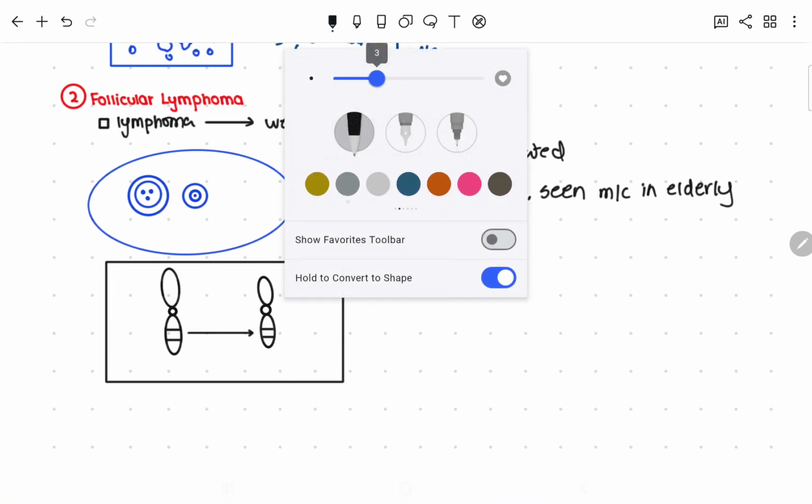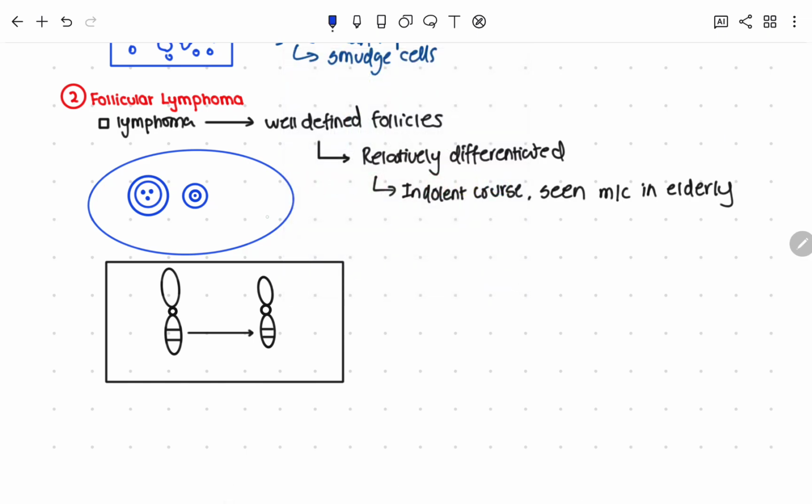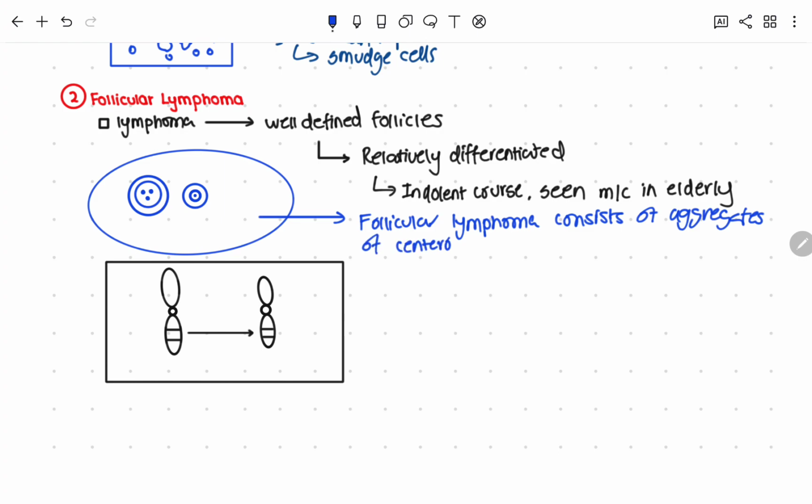At the histological level under the microscope, you'd want to know that follicular lymphoma consists of aggregates of centroblasts and centrocytes. So these are the two cell types that are more commonly seen, centroblasts and centrocytes.